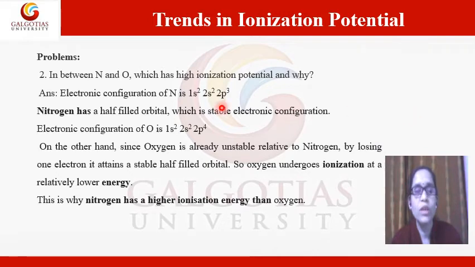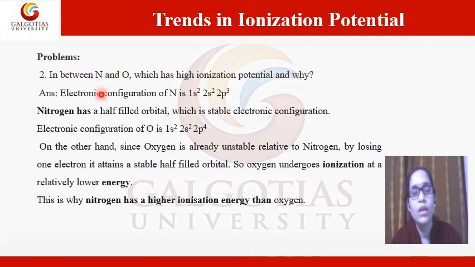So in between nitrogen and oxygen, which has higher ionization potential, and why? Nitrogen's atomic number is 7 and oxygen's is 8. That means oxygen is placed after nitrogen in the periodic table. When we go across a period, what happens? Ionization energy increases. But in this case the reverse happens.